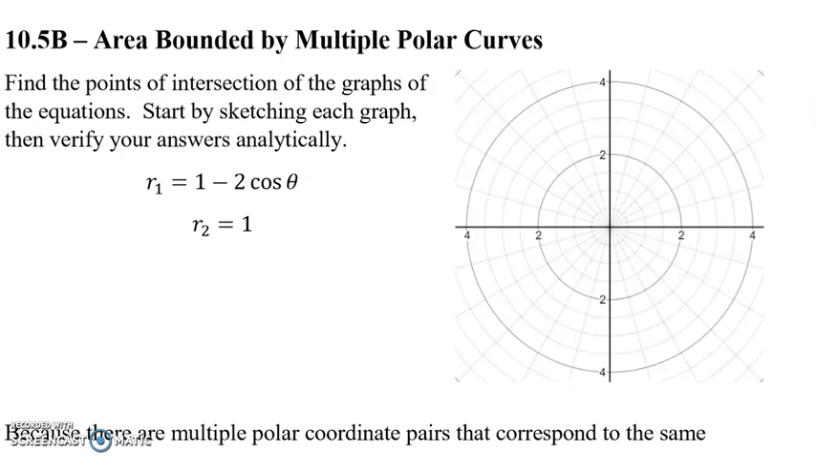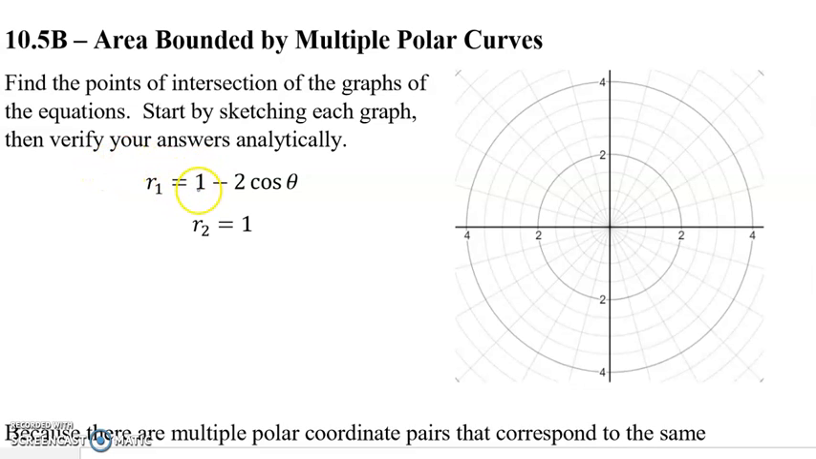So that sort of problem we're going to see in polar graphs is finding the area bounded by multiple polar curves. That's going to be similar to what we've done in rectangular form when we have multiple graphs, but there are a few variations that we need to be aware of. So let's start off with this example.